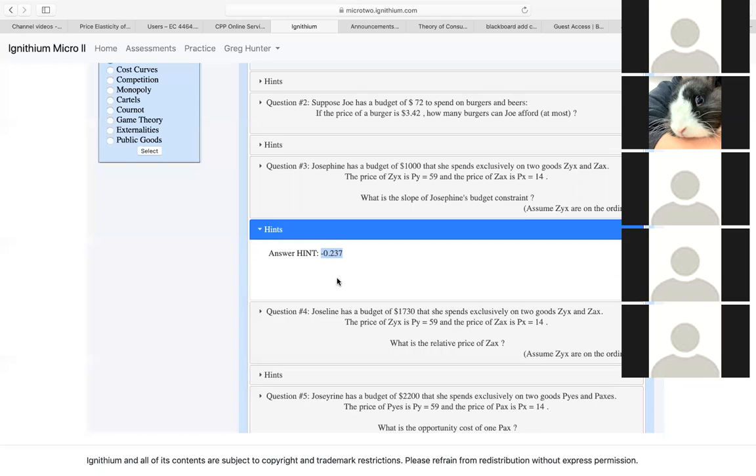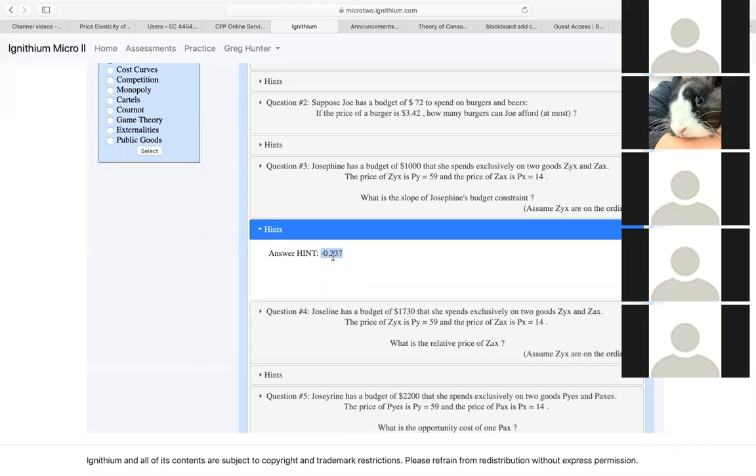When Ignithium's doing its rounding, normally the issue is with small numbers, and this is a number less than 2. So I would just say to everybody out there, if it comes out to be something like minus 0.2375, just put all 4 digits in and you don't have to worry about it. Because then for sure you'll be within the rounding window.